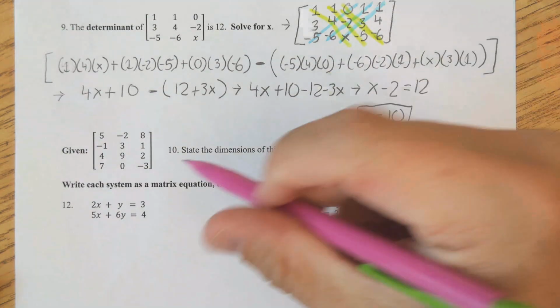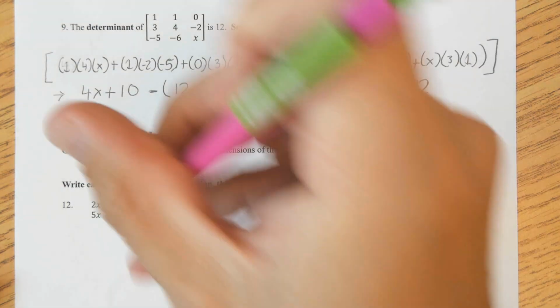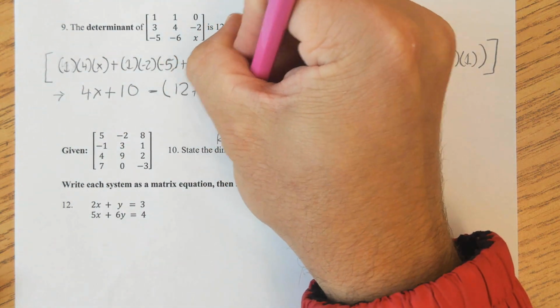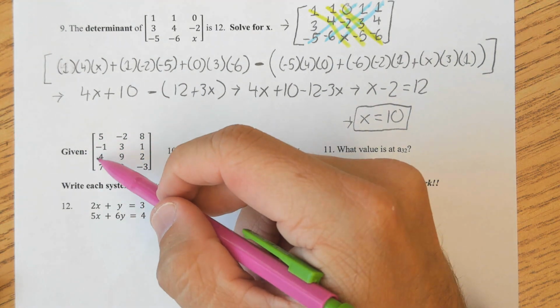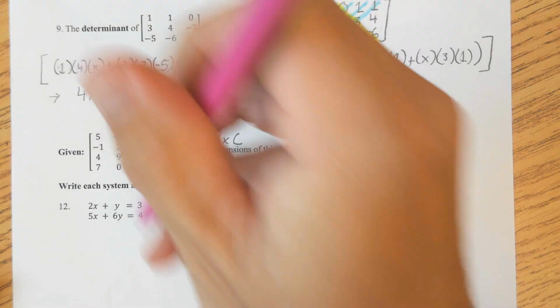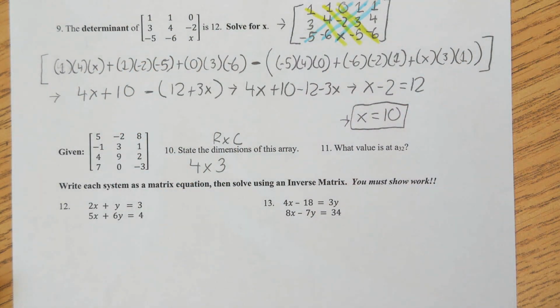All right. Given this matrix here, state the dimensions of it. Remember, how do we do dimensions? Its dimensions is row times column. Okay? So how many rows do we have? We have 1, 2, 3, 4. We have 4 rows. We have 1, 2, 3 columns. So you'd say this is a 4 by 3. Very easy. Please do not miss that on the test.